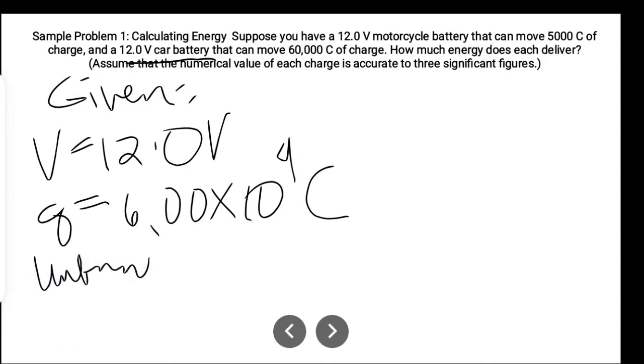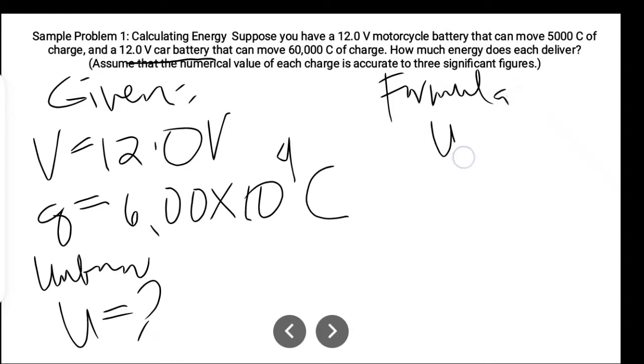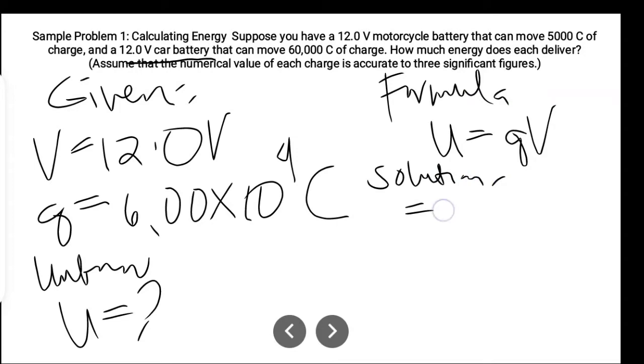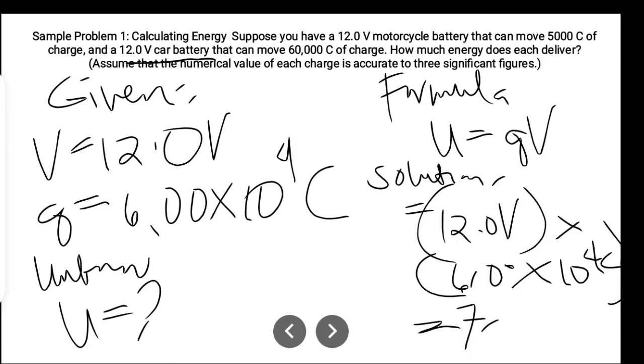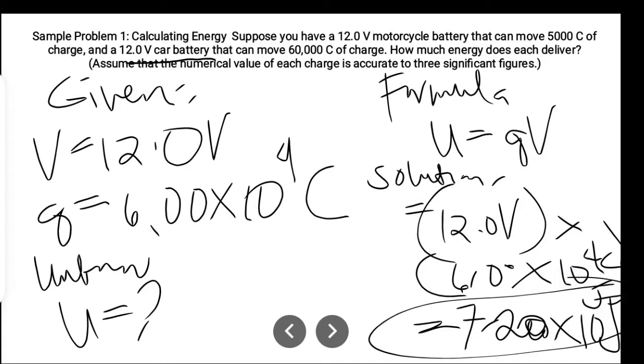Unknown is again the potential energy. So formula, we have U is equal to QV. Then substitute the values for the solution. We will be having 12.0 volts times 6.00 times 10 raised to 4 coulomb. So this will be equivalent to, okay, very good, 7.20 times 10 raised to 5 joules. So this will be the answer.